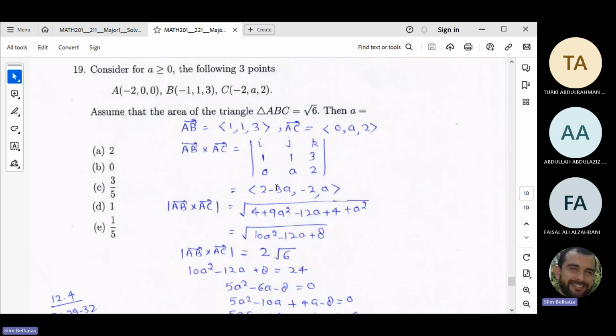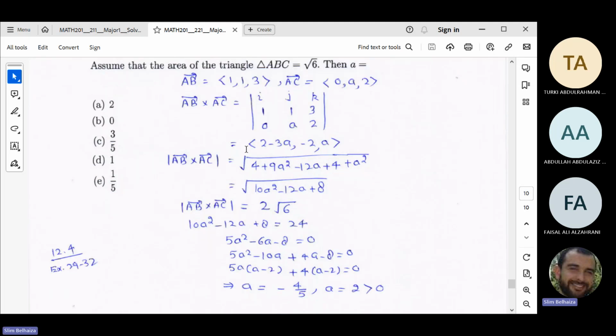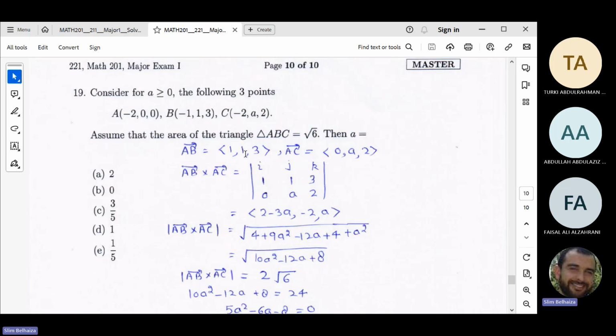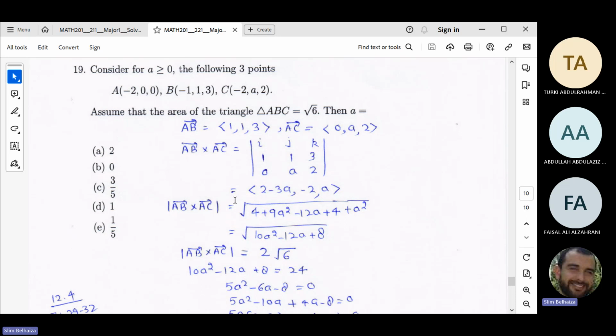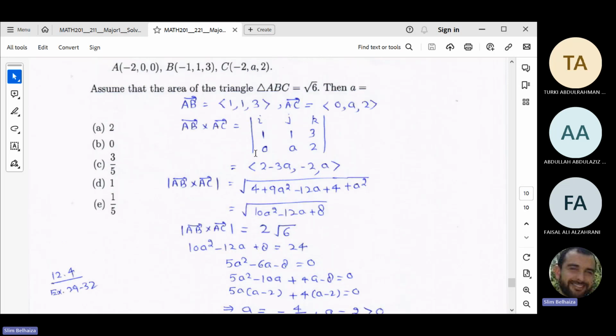Question 19 is about the area of a triangle. You need to take the triple product and divide by 2. We would like to find the A that makes the area of the triangle equal to root of 6. When you do this, what you actually compute is the magnitude of the cross product and divide it by 2. Half of the magnitude needs to be root of 6, so the magnitude needs to be 2 square root of 6.